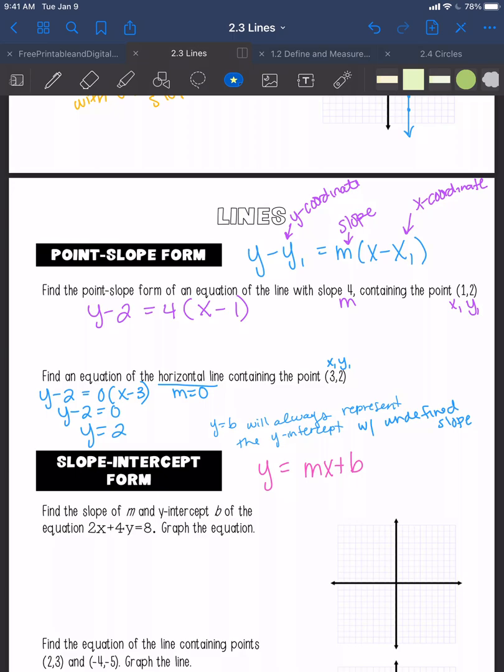So a horizontal line will always be y equals some number b. It always represents the y-intercept with 0 slope. So if you have an equation y equals whatever, it's always going to have 0 slope, be a horizontal line, and it's representing the y-intercept.